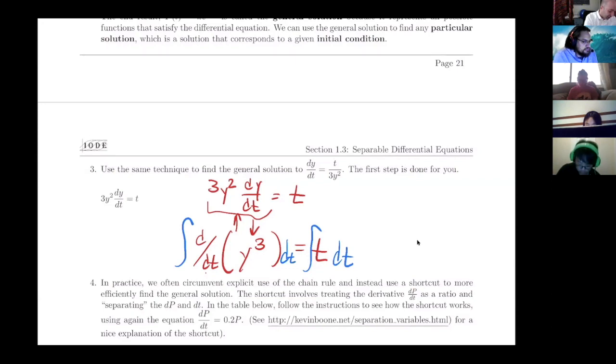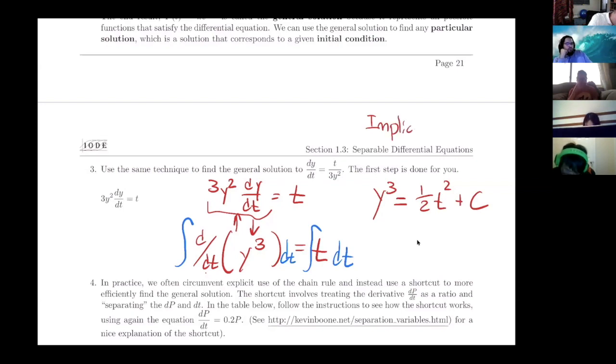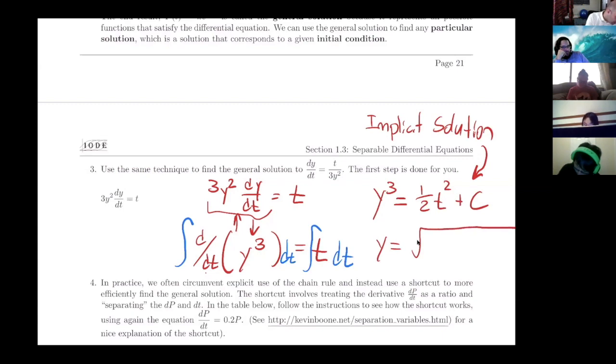And so on the left side, what would I get when I integrate d/dt of y cubed dt? Just y cubed. We get y cubed, right? Because they're going to undo each other. That's the whole goal here, is we're going to undo all these things. And then on the right side, we integrate t, and we get 1/2 t squared plus c. And so we would call this an implicit solution because we haven't solved for y, but we can. The last step would be you would want to solve for y if you can.